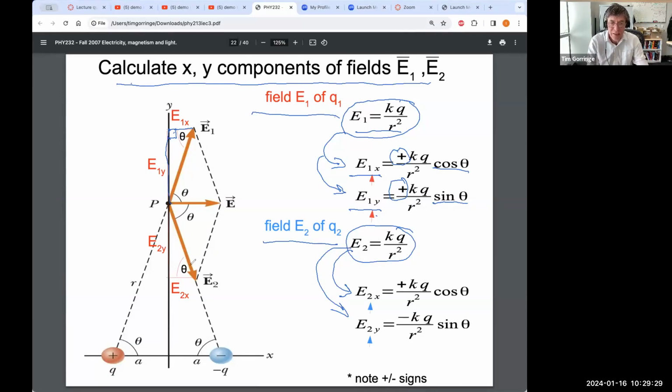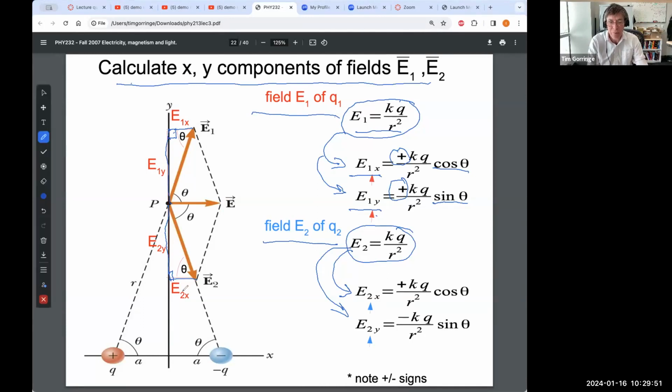This vector E2 here has a horizontal component. We call it E2x. It's this component here. It has a vertical component. It's this component here. Those two components make up the adjacent and opposite of a right-angled triangle whose hypotenuse is E2. Same sort of right-angled triangle business.